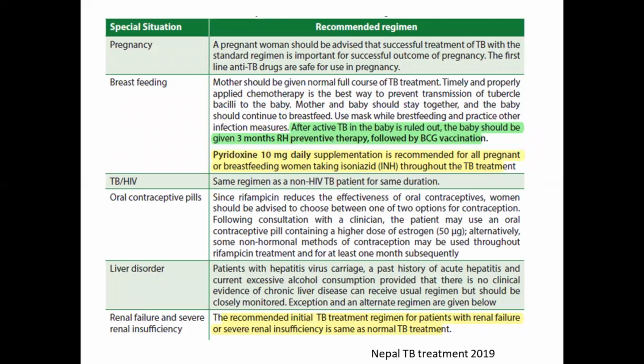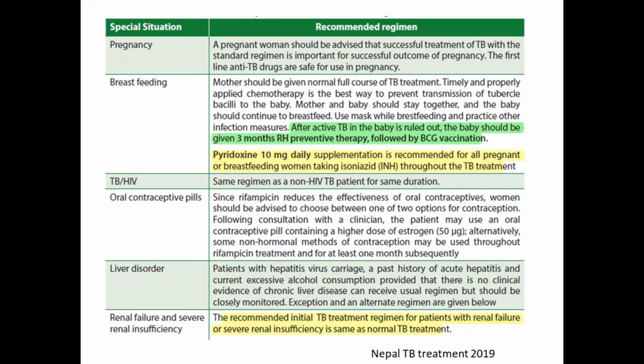Now, moving on to special situations, what to do if the patient gets pregnant or if a pregnant woman is diagnosed with tuberculosis. In such cases, you should know that all the first-line anti-TB drugs are safe for use in pregnancy, and so the pregnant woman should be treated accordingly as a non-pregnant female with the use of the first-line anti-tuberculosis drugs. And what to do if the patient is pregnant and she delivered a baby.